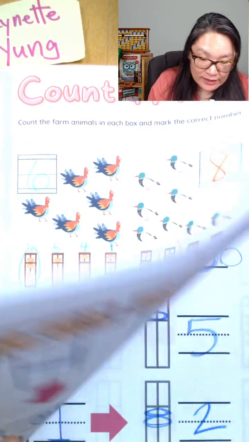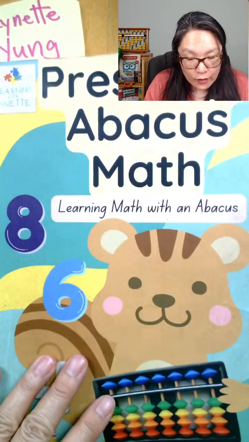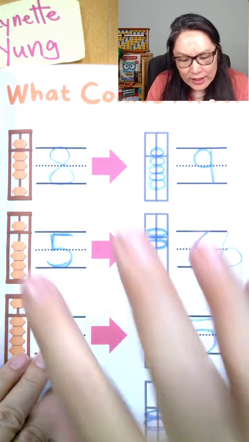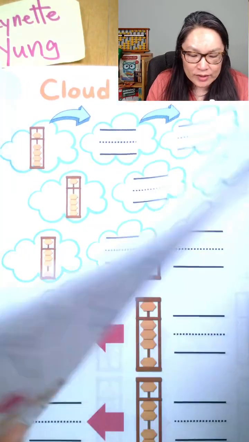Just going through some of the activities of the workbook for children that you want to introduce to abacus. And one of the things was to count forward, and then the other one was to count backwards.